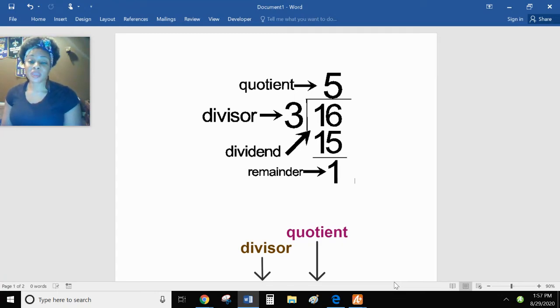And today we're going to be looking at dividing decimals, or decimal division. So let's refresh our memory on the parts of a division problem.